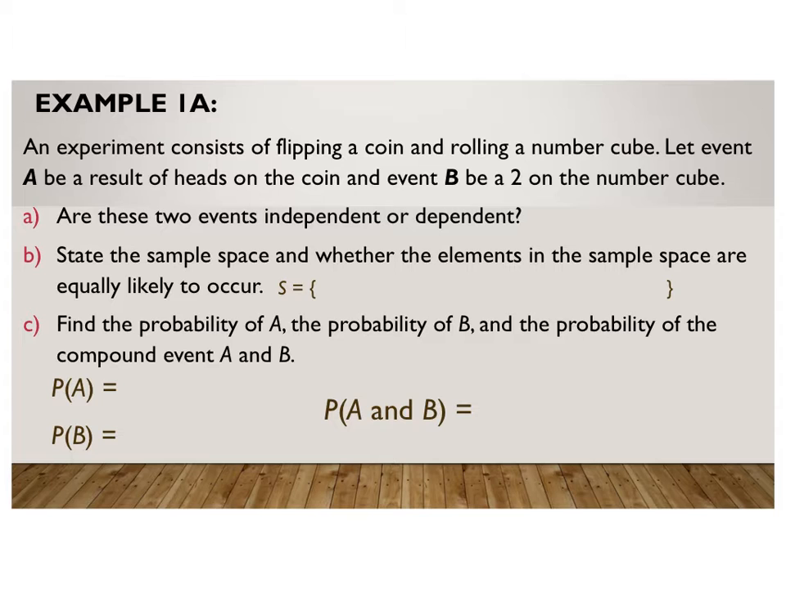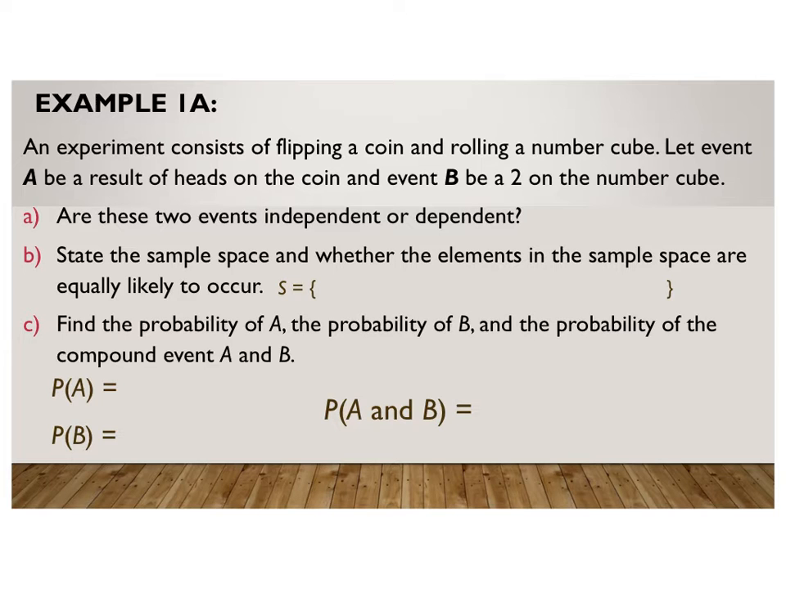Dependent. I'm sorry. Independent. Independent, definitely. Because flipping a coin and rolling a die, one does have nothing to do with the other. It's not going to change anything. Okay, so independent. Let event A be a result of heads on the coin.